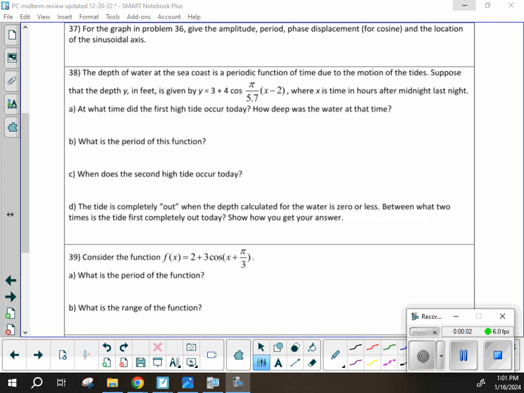Okay, number 38, we have a cosine equation given to us. We are measuring the depth of water at a certain time, hours after midnight, because the tide is going in and out, so the water is getting deeper, shallower, etc.